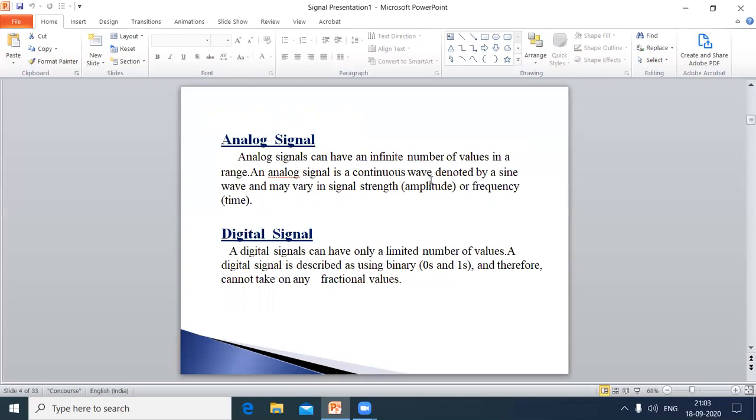Okay. Next one, digital signal. It can have only a limited number of values. A digital signal is described using binary zeros and ones and therefore cannot take any fraction values. Okay.